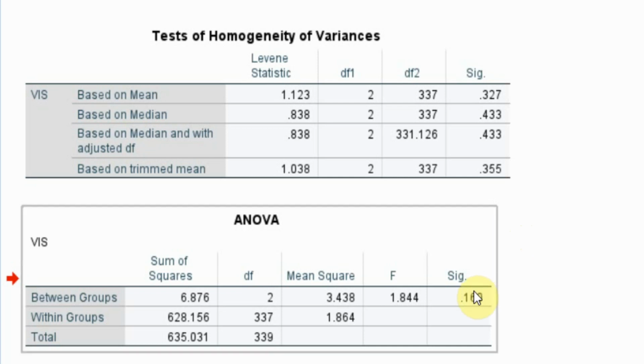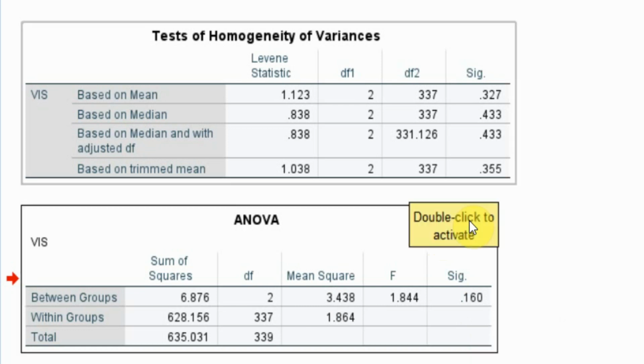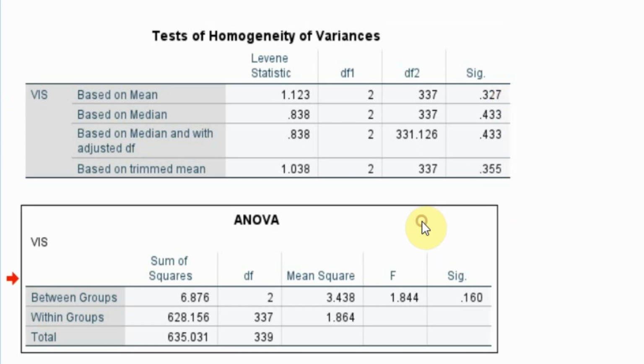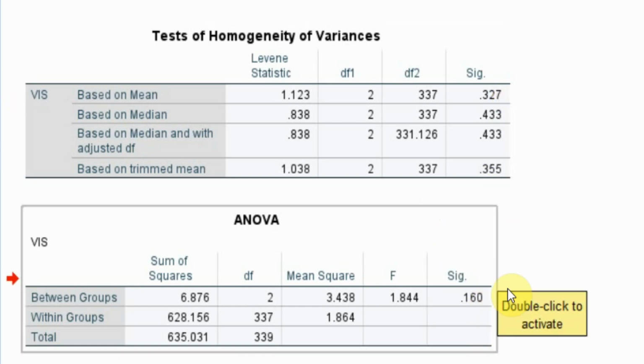But what if this was significant? In that case, we will run post hoc comparisons. So how will we run post hoc comparisons? If your assumption of homogeneity of variance is satisfied, that is, it is insignificant, and let's assume your ANOVA was significant. Let's assume there are significant differences in how well the vision is understood across the three job levels.